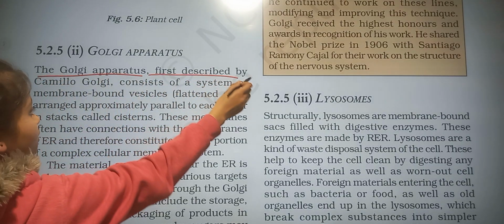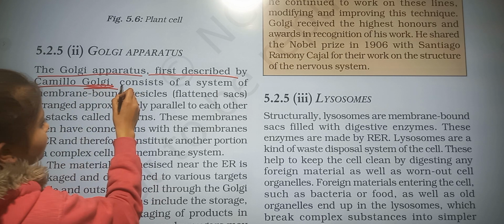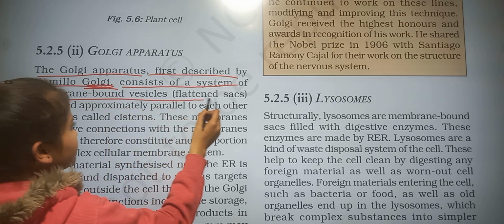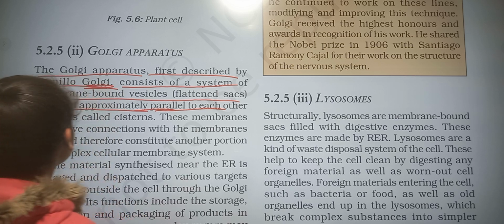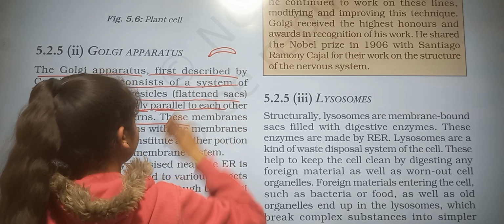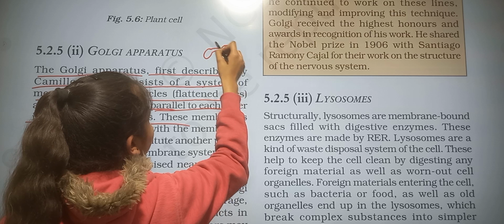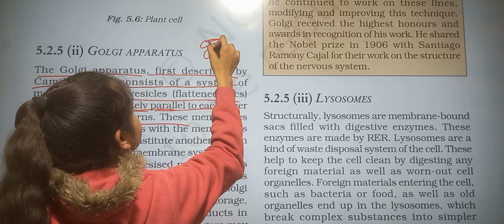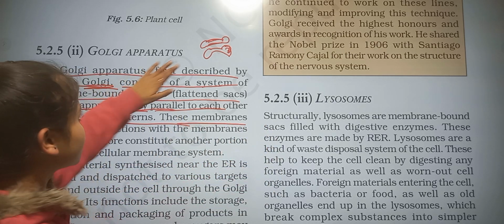The Golgi apparatus was first discovered by Camillo Golgi. Who discovered the Golgi apparatus? Camillo Golgi. That's why it is called the Golgi apparatus. It consists of a system of membrane-bounded vesicles, flattened sacs, arranged approximately parallel to each other in stacks called cisternae. We can see in the figure that it runs like this, like a pattern. These membranes are called cisternae.